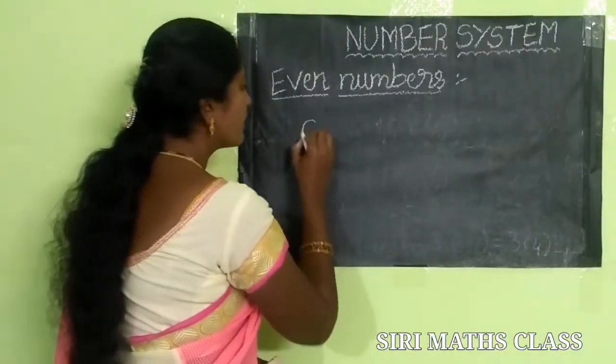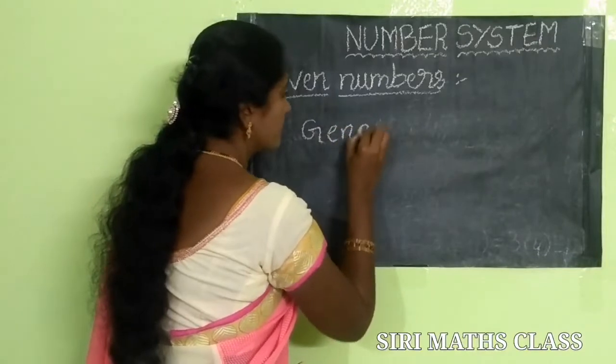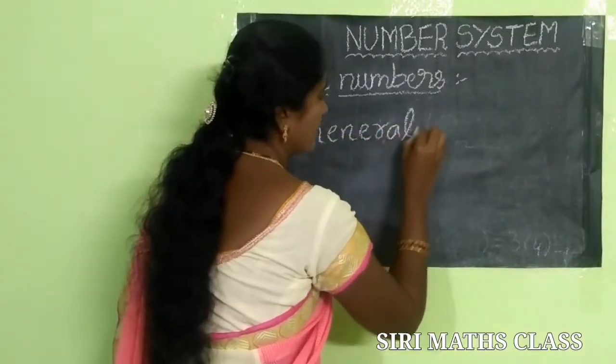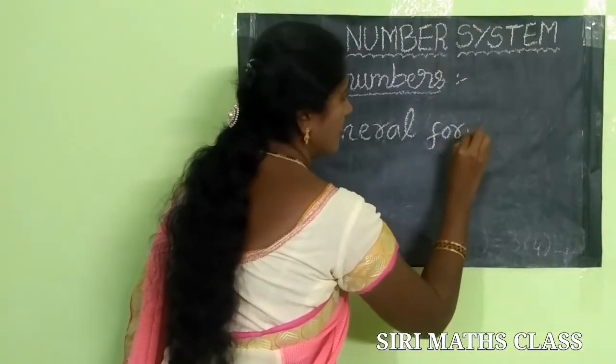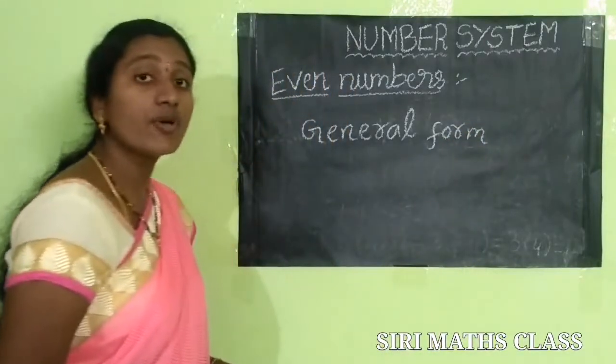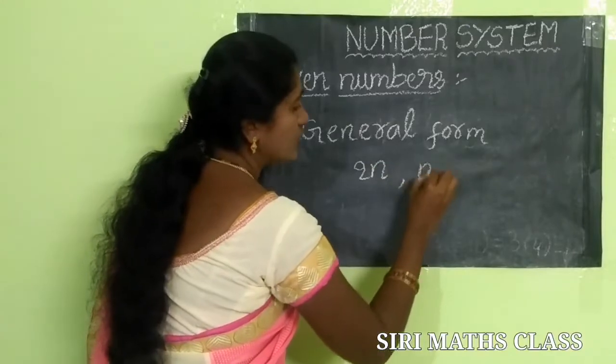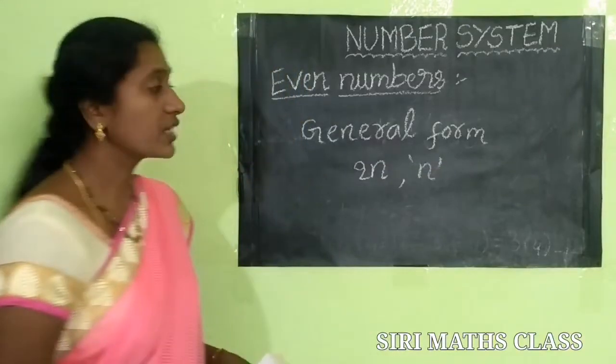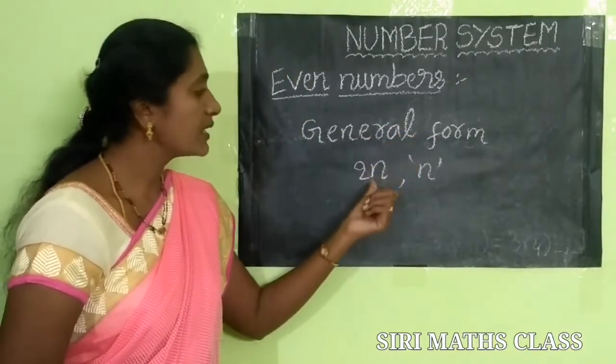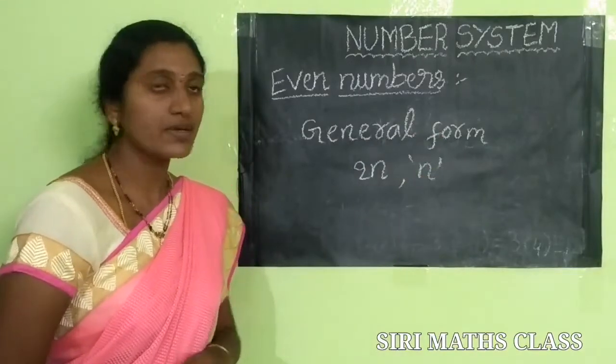The general form of an even number is 2n, where n is a natural number.